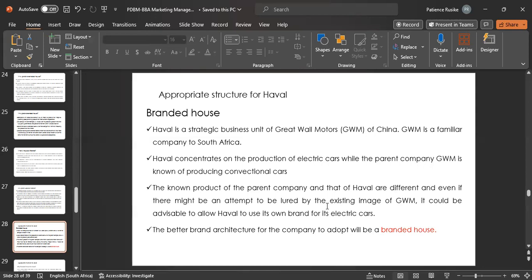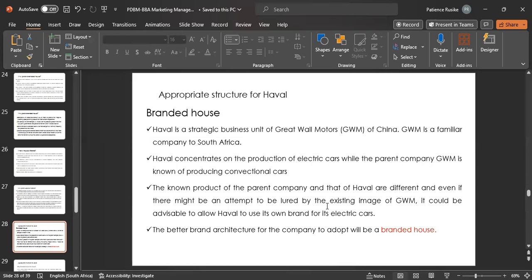From my point of view, Haval should use its own brand for its electric cars, because Haval also has its own brands. There's this brand called Kate and this one called Aura. If you check your question, there are those kinds of brands there. So these are some of the brands that they have. From my own point of view, these brands should be under one brand, which is Haval.